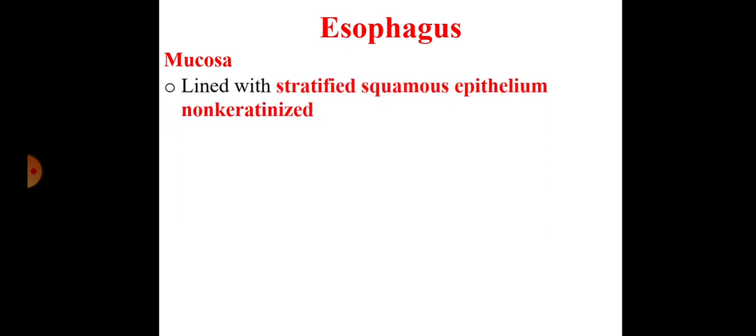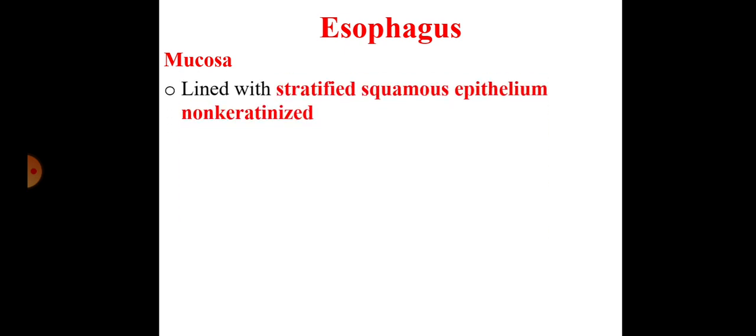move to the esophagus. The esophagus consists of these four layers: mucosa, submucosa, muscularis layer, and adventitia. Mucosa, the lining epithelium of the esophagus, is stratified squamous epithelium, non-keratinized.